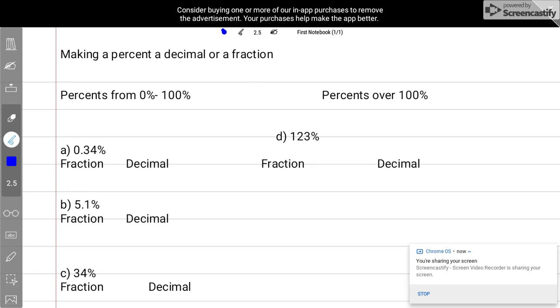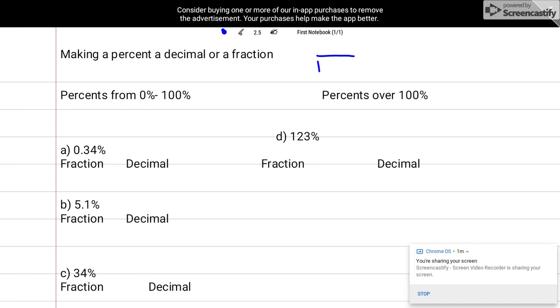So let's talk about percents from 0 to 100. We know those with probability, when we're trying to figure out our grades, things like that. So we have our first percent, 0.34%. I want to make that a fraction. When we're making any percent a fraction, we are always going to put it over 100. So you're going to take the percent at face value and slap 100 underneath in the denominator. So 0.34% is 0.34 over 100. It's as simple as that.